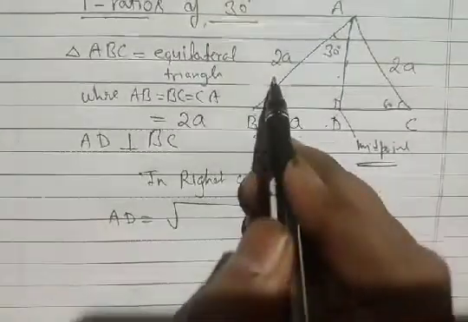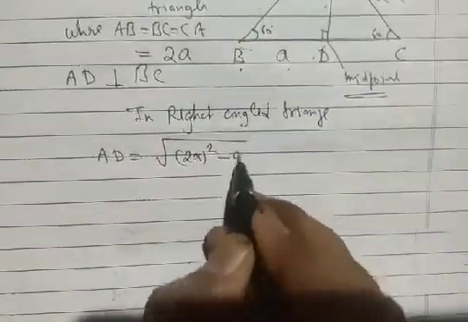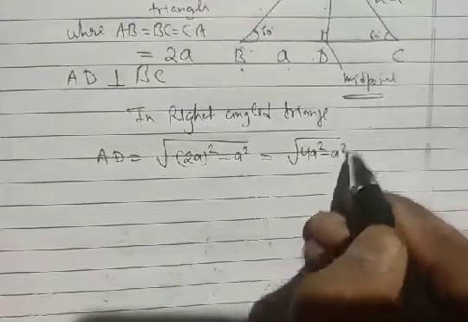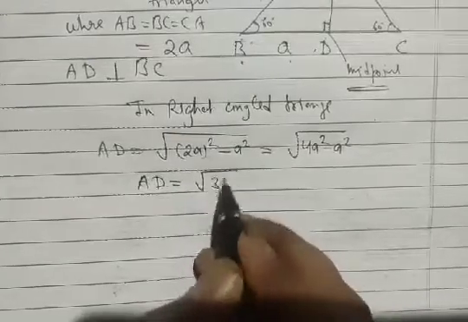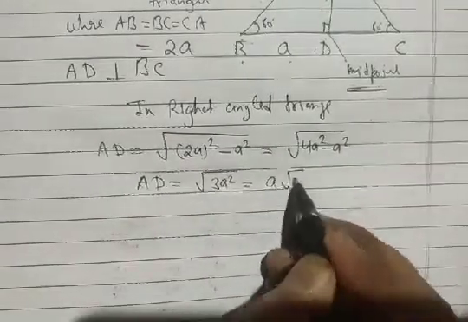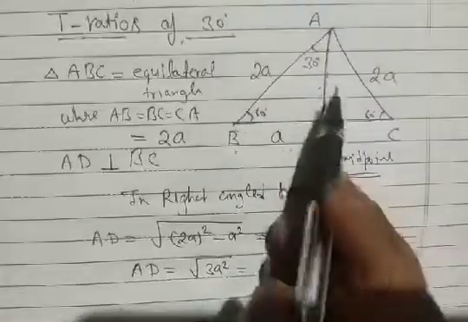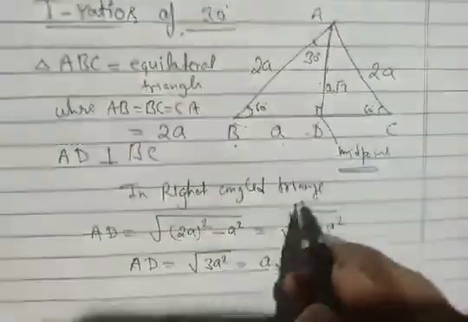Then AD is what? This is 90 degree, then this is the hypotenuse. We get 2A whole square minus A square. Then we get 4A square minus A square. Then the value of AD is under root 3A square, which gives A root 3. Now our AD is A root 3.